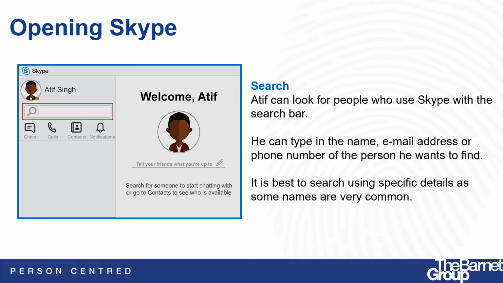Atif can now search for people who use Skype with the search bar. He can type in the name, email address or phone number of the person he wants to find. It is best to search using specific details as some names are very common.